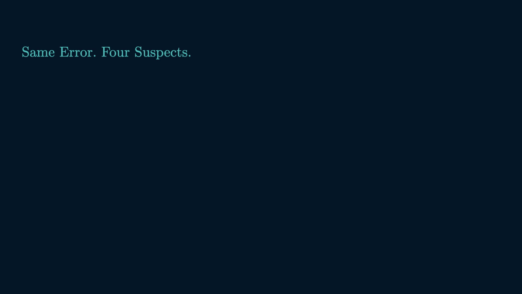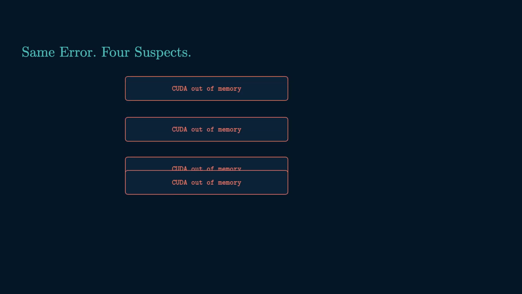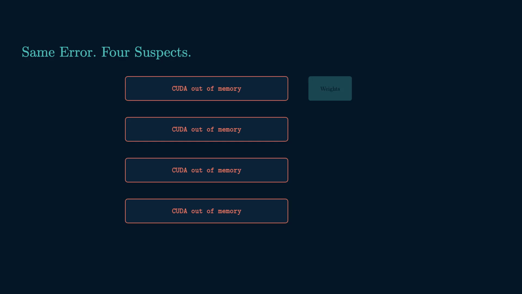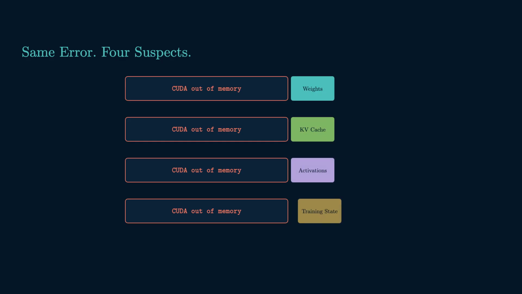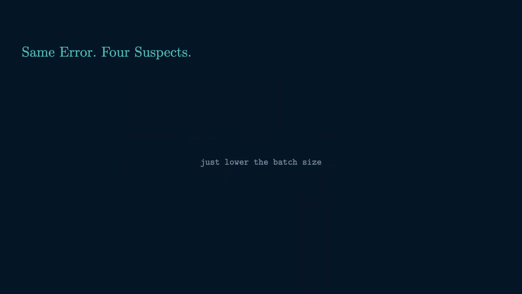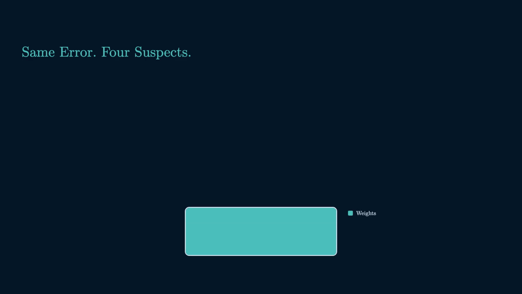CUDA out of memory. Same model, same GPU, same red text in your terminal, and four completely different things could have caused it. The usual advice is to lower the batch size, which sometimes works and almost never tells you why. Because that one error message is really four different tenants, all fighting for the same space.